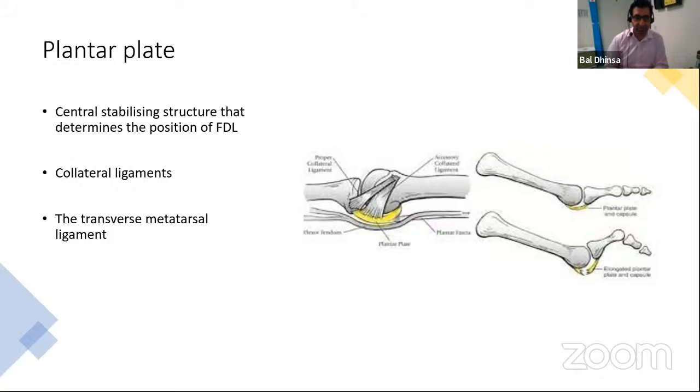We know the role of the collaterals and the plantar plate in this, especially when you have a plantar plate rupture. The collateral ligaments, which I mentioned, consist of the phalangeal collateral ligament and accessory collateral ligament, and these insert into the plantar plate and provide further stability. The transverse metatarsal ligament attaches to the adjacent medial and lateral borders of the plantar plate, and they provide further stability within the intermetatarsal space, as well as to the plantar plates.